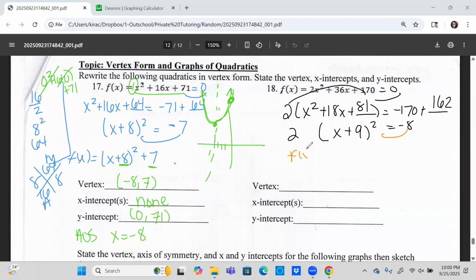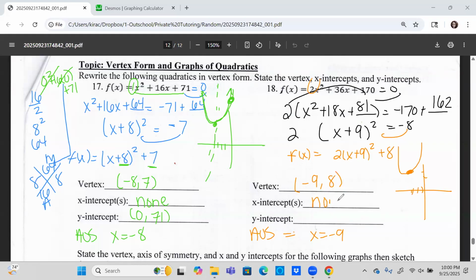So this is our function. 2 times (x plus 9) squared plus 8. Vertex, lies, truth. If they ask, the axis of symmetry would be x equals -9. If you were to graph that, happy face, because why? 2 is positive, you're having a positive day, smile.